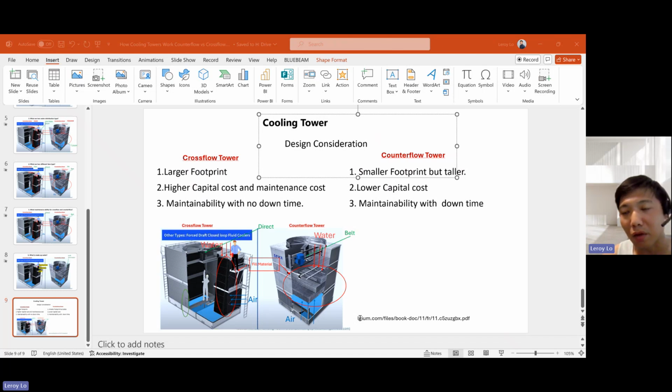So that's a lot of planning that needs to be done, and there definitely will be downtime if you don't have a spare cooling tower or inline spare cooling tower. Then you don't have your chilled water for your plant and all those. So there are other things that need to be considered as well.